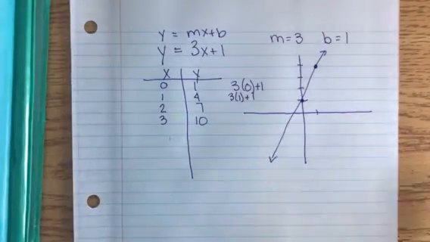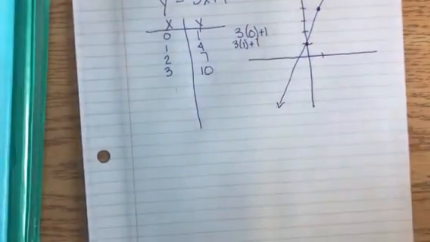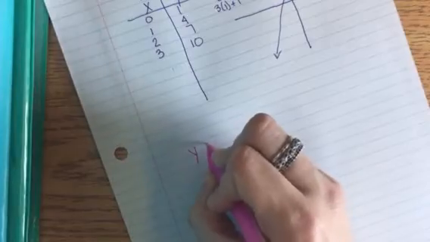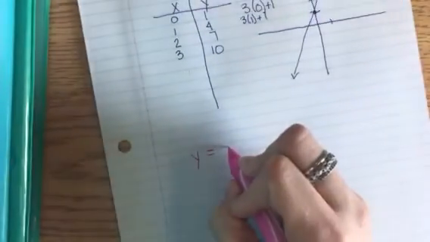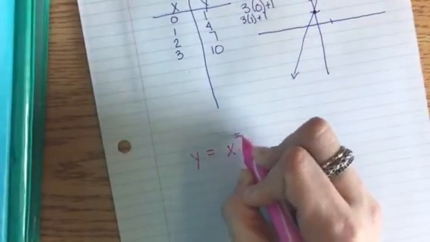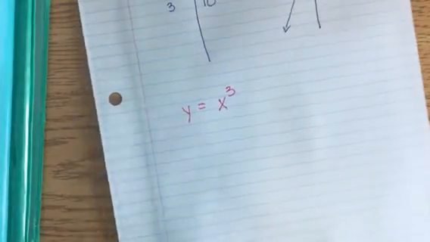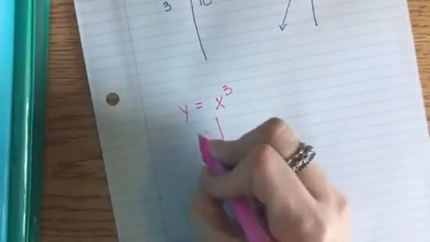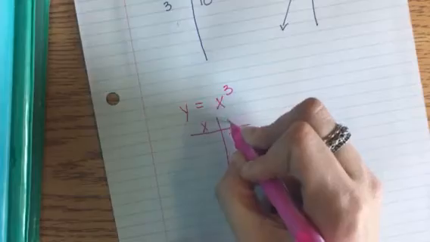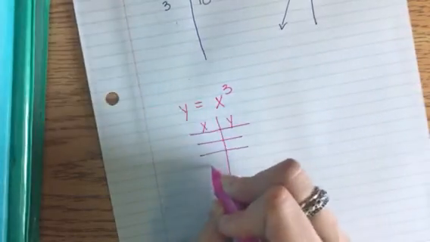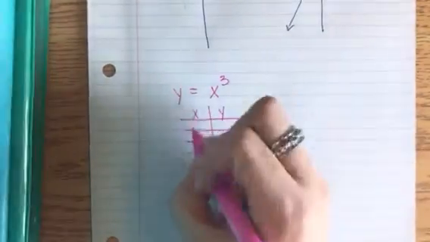But that concept holds true for anything. So we can graph things that maybe we've never seen before, things like y equals x to the third. Maybe you've never dealt with an exponent of 3, but that doesn't mean that you can't make a table and start getting some input and output values.